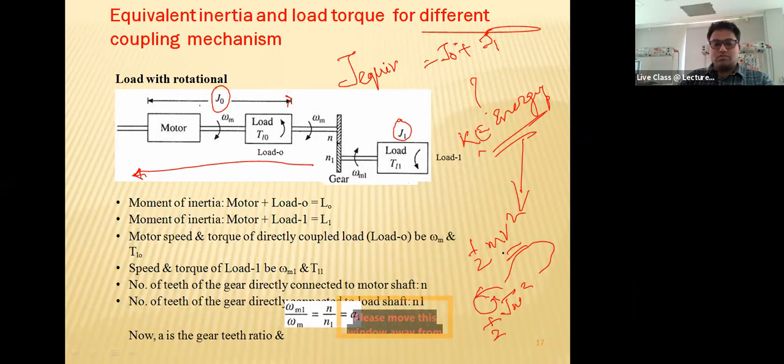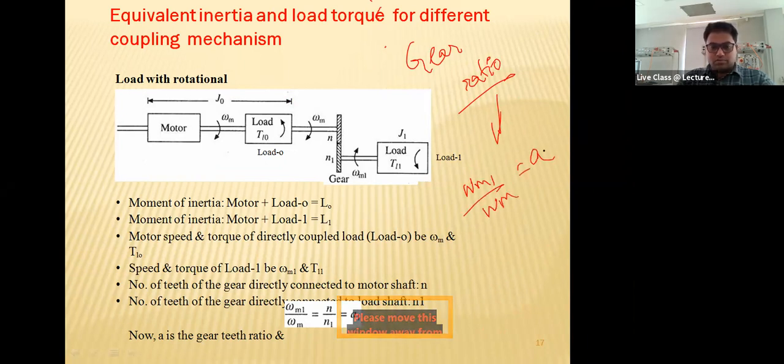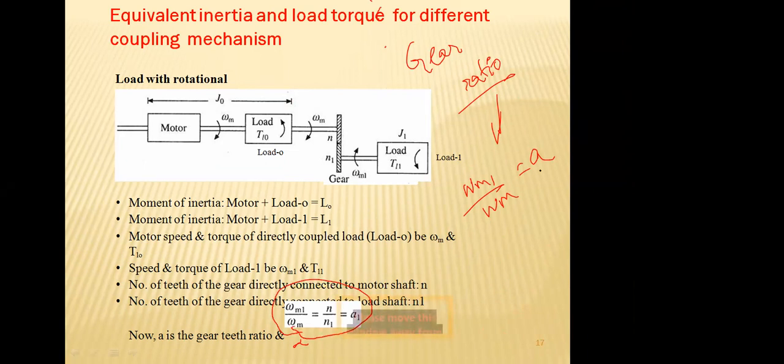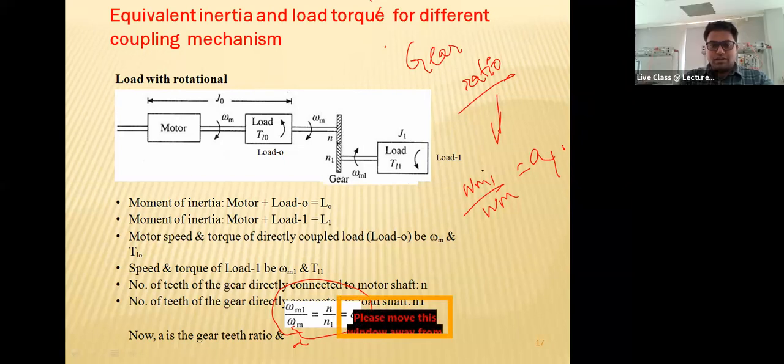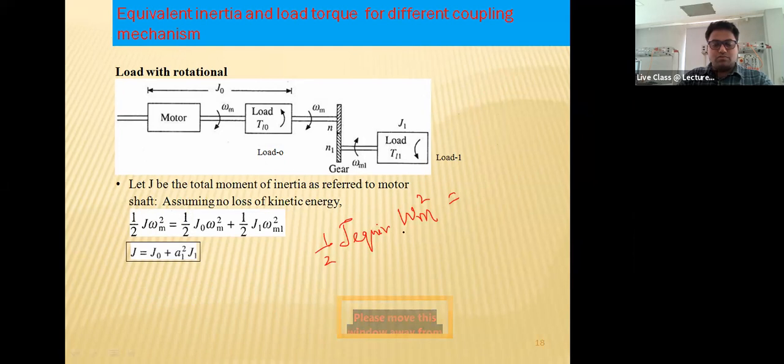Let me show you. Here we have a constant known as the gear ratio, omega m1 by omega m equals a, suppose. So omega m1 by omega m is the gear ratio. Here we have called it a1 or a, whatever it is. It is a constant gear ratio. Now let me write the equation for this. The equation will be half J equivalent, meaning total, times omega m square. We are referring the speed to the motor side, not to the load side. Why? We are calculating everything with respect to the motor side. Why?